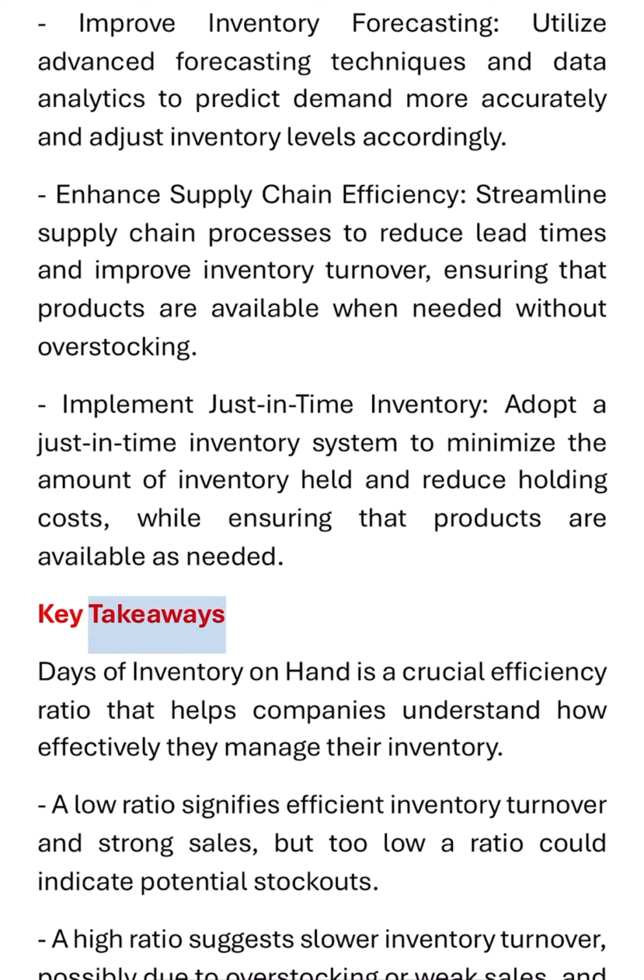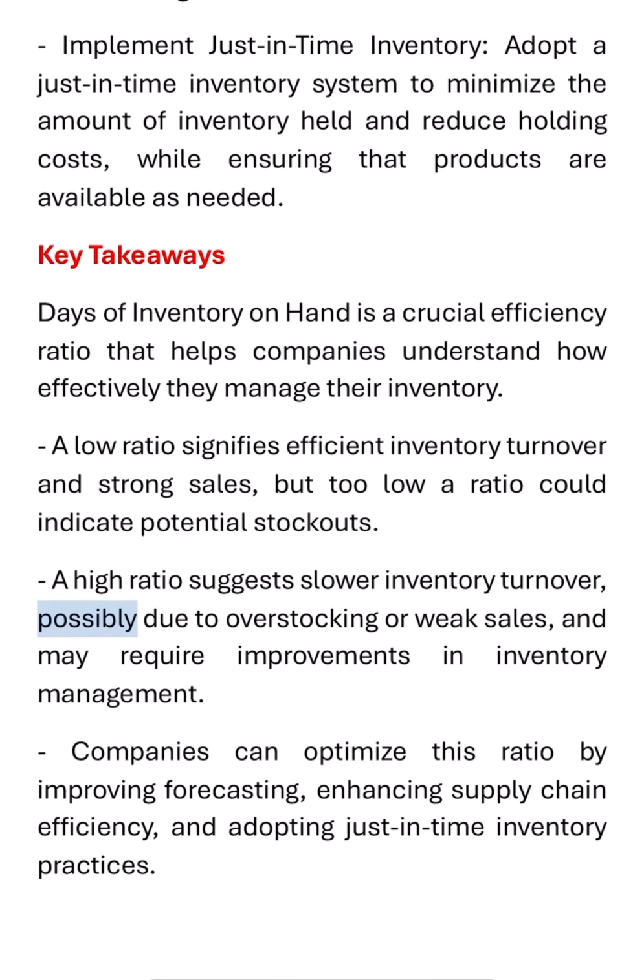Key takeaways. Days of inventory on hand is a crucial efficiency ratio that helps companies understand how effectively they manage their inventory. A low ratio signifies efficient inventory turnover and strong sales, but too low a ratio could indicate potential stockouts. A high ratio suggests slower inventory turnover, possibly due to overstocking or weak sales, and may require improvements in inventory management. Companies can optimize this ratio by improving forecasting, enhancing supply chain efficiency, and adopting just-in-time inventory practices.